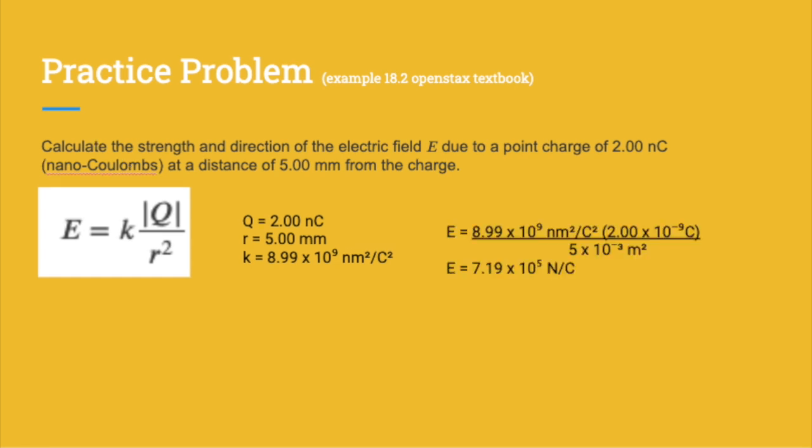So here is the formula with all the numbers plugged in and the answer you should have gotten. If you got something else, go back and try it again or look up some other practice problems.